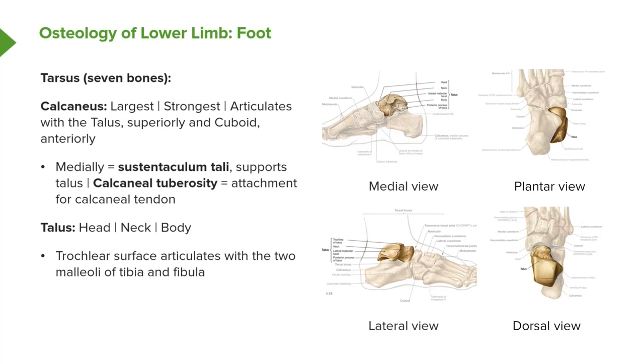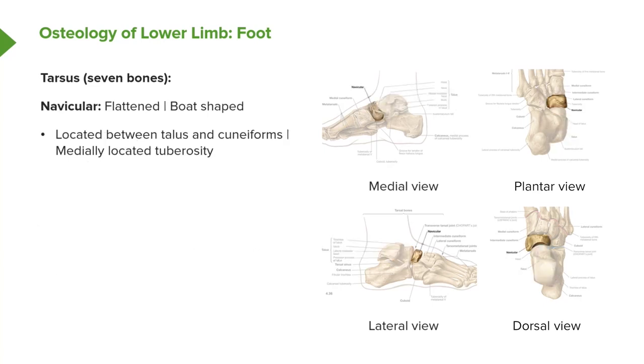The trochlear surface, which we can see here, similar to the trochlea that we have in the upper limb, allows for articulation with the two malleoli coming from the tibia and the fibula. And we'll appreciate that this is wedge-shaped, allowing for strengthening of the ankle joint during various movements.